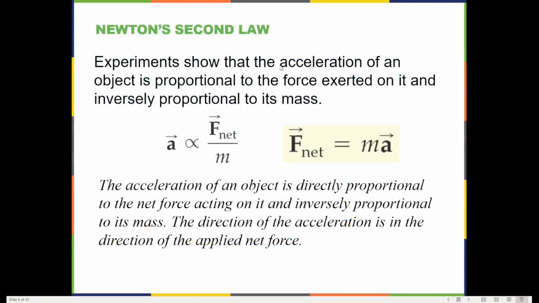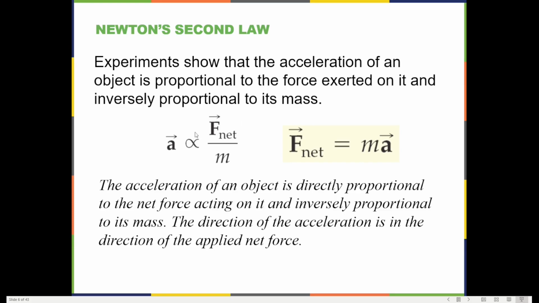Now that we've introduced Newton's first law, let's introduce Newton's second law. This law of motion, which can be verified to be an experimental fact, tells us that the acceleration of an object is directly proportional to the net force acting on that object divided by the object's mass.